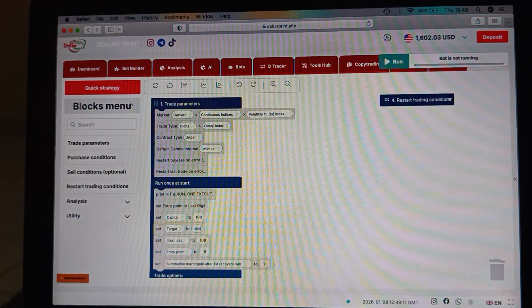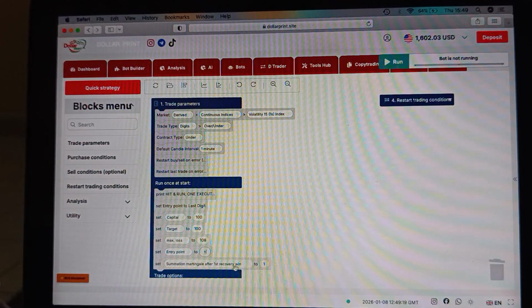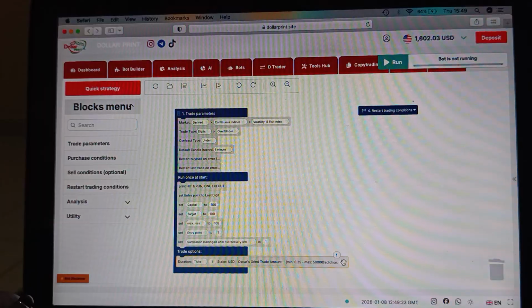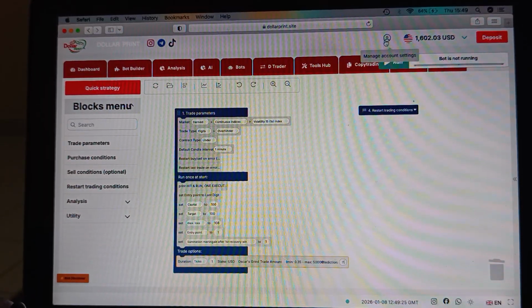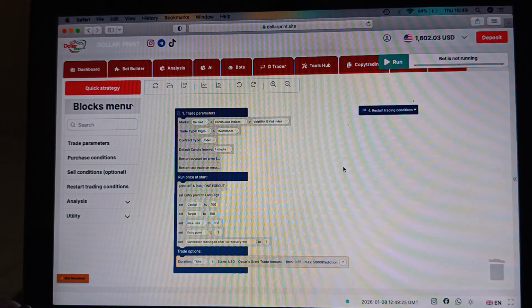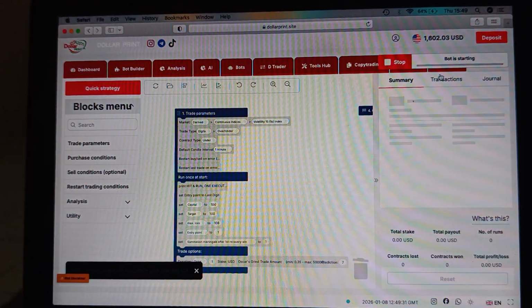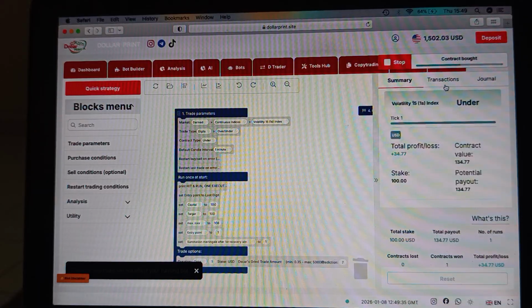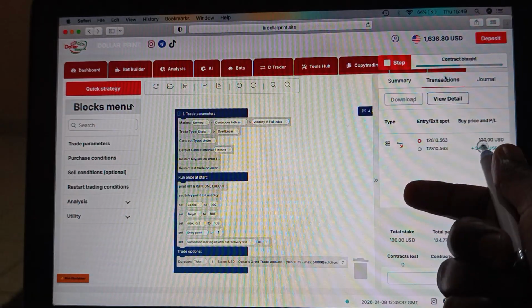Let's target only $100. The entry point is 1. The prediction is 7. Just like that. Then you run your bot. Okay, just like so. This is the HitnRun bot. So once digit 1 appears, it's gonna buy, and that is the first run is a win.